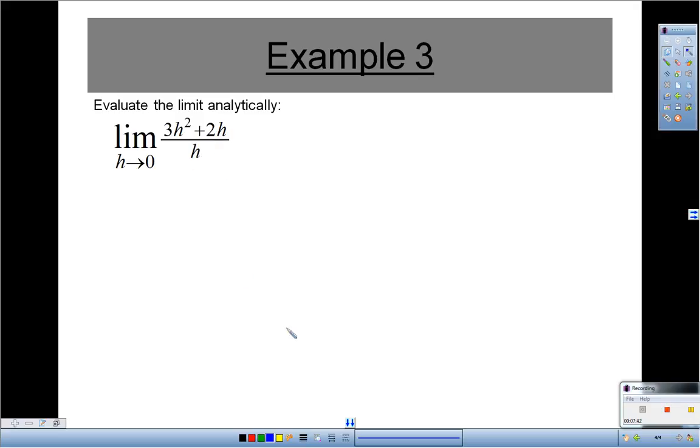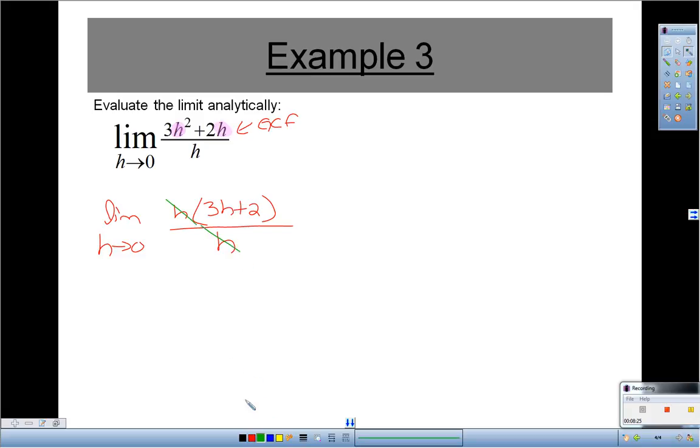First thing I notice is a GCF, a greatest common factor of h in the numerator. So what I'm going to do is I'm going to factor out that GCF of h. So I'm going to have the limit as h approaches 0. I'm going to factor out, let me highlight it for you so you can see it. I'm going to factor out one of those h's. So that's going to be h on the outside, and that's going to leave me 3h plus 2 on the inside, and h on the denominator.